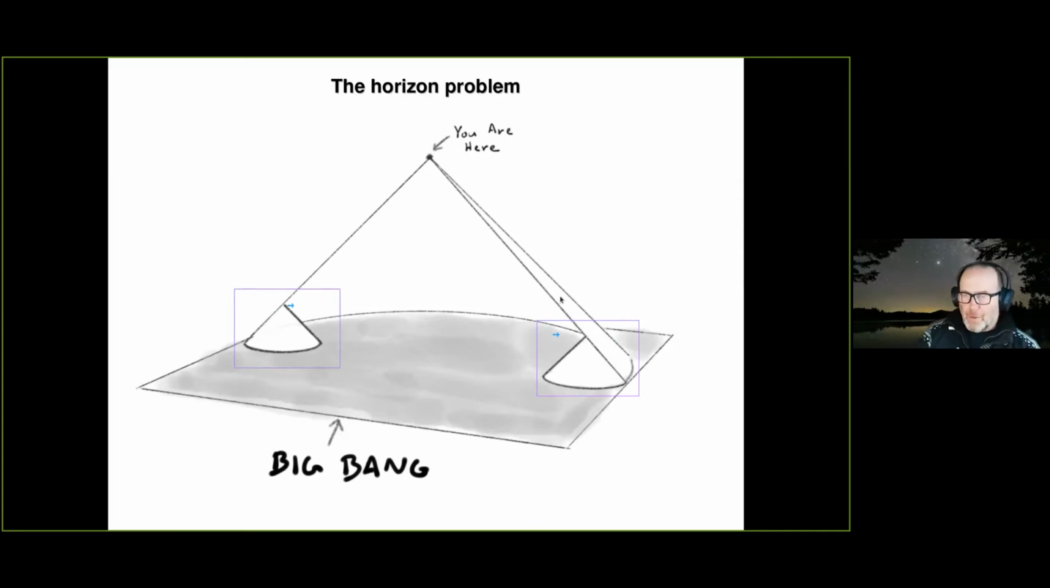So that brings up the question: if these two things are causally disconnected from each other, if they never had any causal contact at any point since the Big Bang, how did they end up in absolutely perfect thermal equilibrium? Same density, same temperature, same everything.